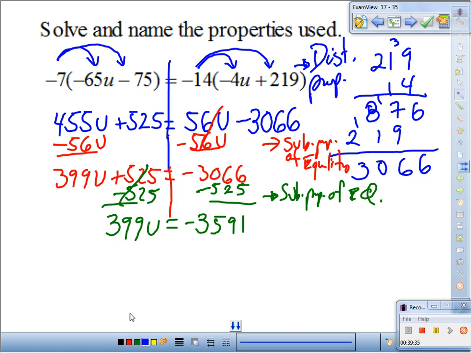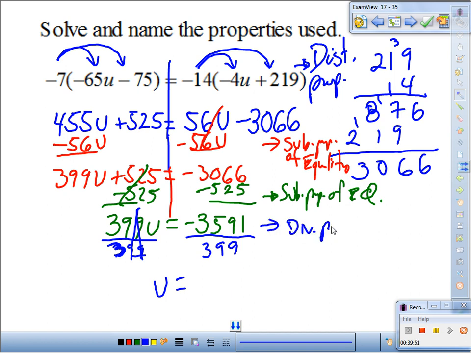What's our last step, everyone? Divide by 399. If we divided, that is division property of equality. The answer is going to be a negative. Look how easy this is. Look up. 9 times what number gives me a number ending in 1? 9. Wait, what?